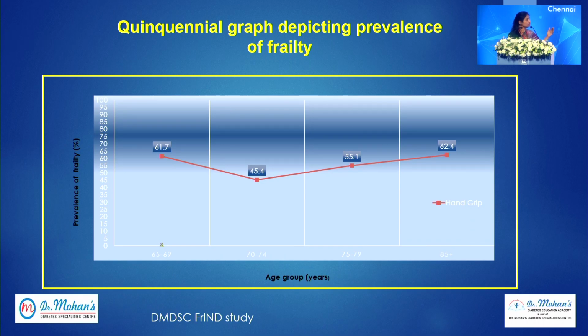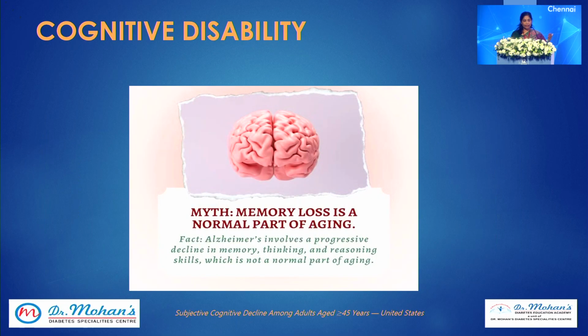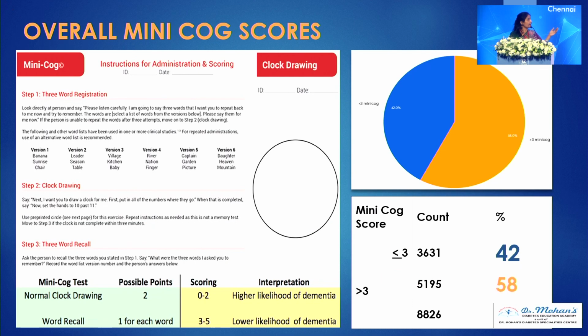We also looked into how prevalent frailty is in our diabetic population at a tertiary center like ours. It was quite prevalent. We did it with both a questionnaire and a hand grip, and we found that it is quite prevalent across the group and increased as age increased. Moving on to cognitive disability: even in a well-funded economy like the US, awareness of cognitive disability is very poor. So we wanted to look at our own diabetic population.